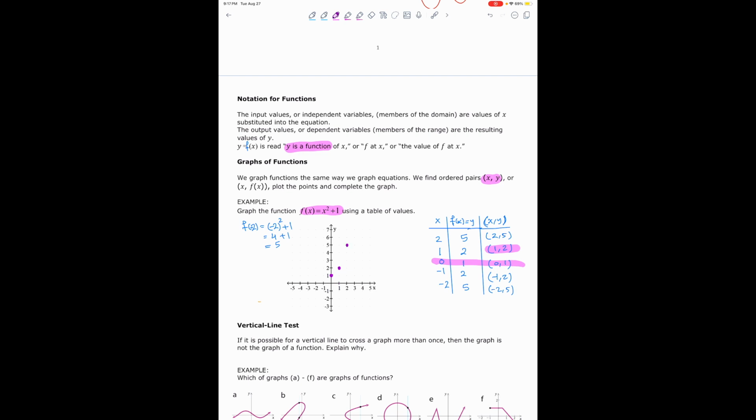And then we're going to plot the negatives, so when x is negative 1, y is 2. When x is negative 2, y is 5. So I plotted all of the points. Now all I need to do is smoothly connect these points, because it's a curve, it's not a line. Try to make it curvy like that.